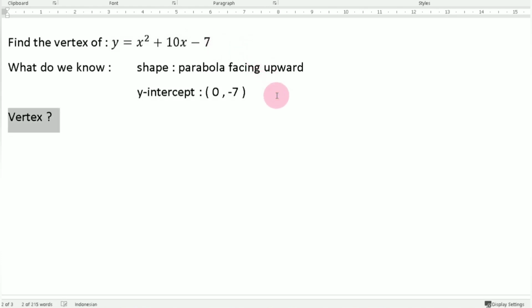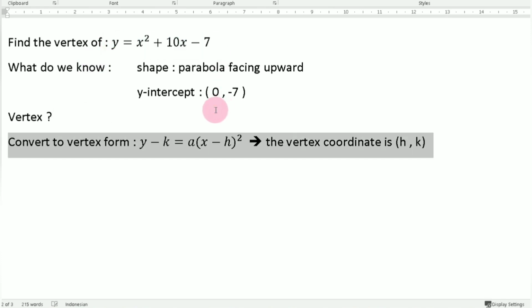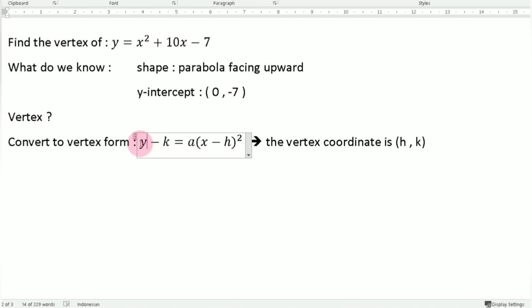So how do we find the vertex? I know that some of you are already familiar with the formula, but I don't want you to use the formula now. Let's practice this method first. So let's convert this form into vertex form. Let me remind you again, the vertex form is y minus k equals a times (x minus h) squared, and the vertex will be (h, k). So let's convert this equation into the vertex form to find the vertex.